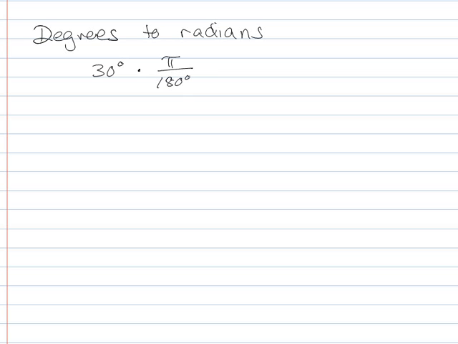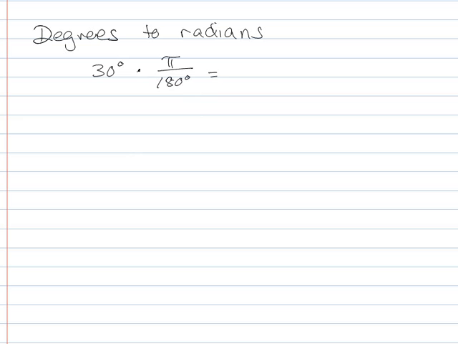So in general, if I'm going from, say, degrees to radians, say I have 30 degrees. I know that pi radians is the same thing as 180 degrees.